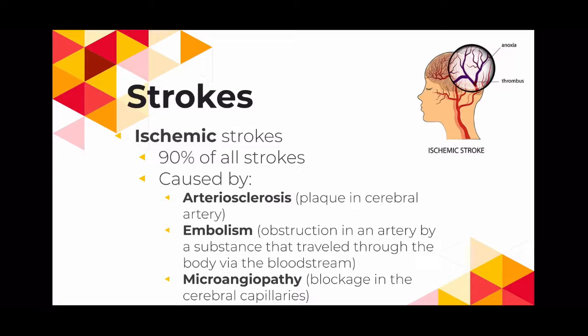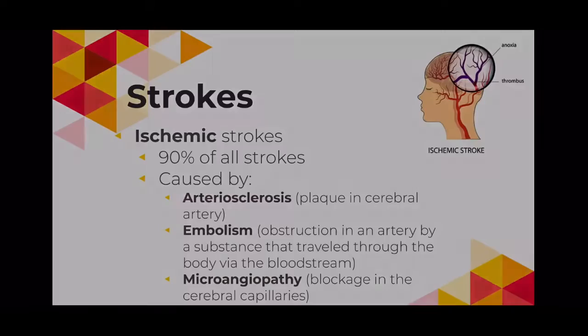The third cause is called microangiopathy. That prefix micro means small. So this is when there is a blockage of some sort in the capillaries of the brain. And remember, capillaries are really tiny blood vessels, so that's where the micro comes in. And again, if there's a blockage in the capillaries, there's going to be brain cells that are deprived of oxygen, thus causing a stroke.